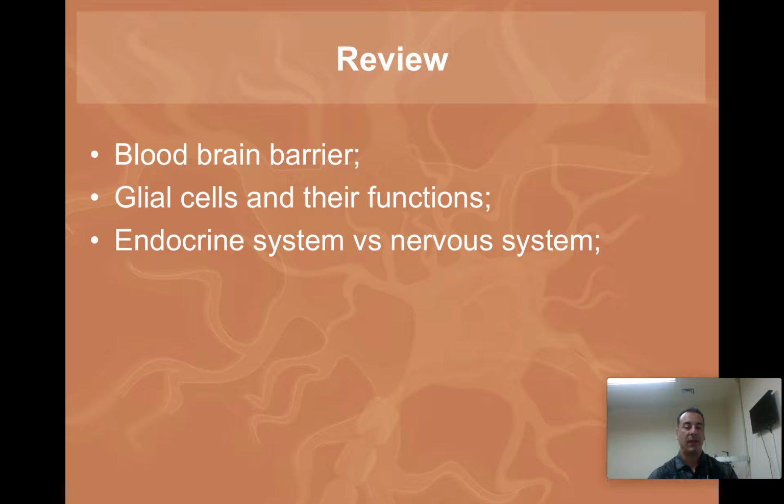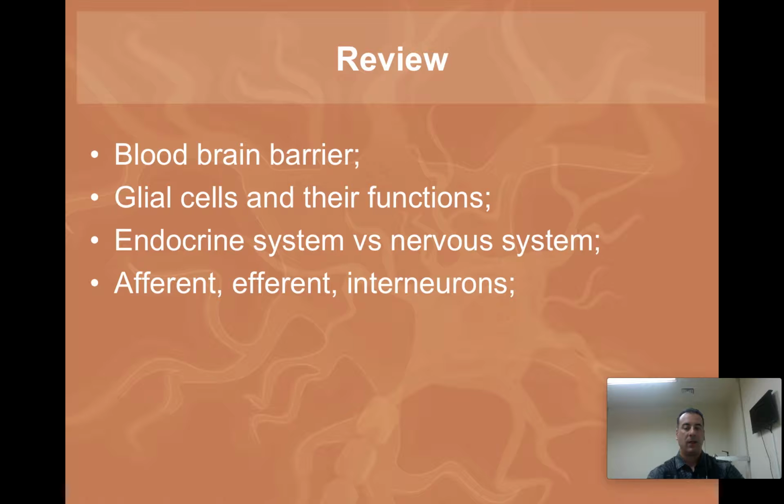So how do they relate? Which one's faster, which one's slower? Which one has a local effect versus a down-the-line effect? So know the difference, or at least within the chapter, how does it relate the nervous system to the endocrine system?